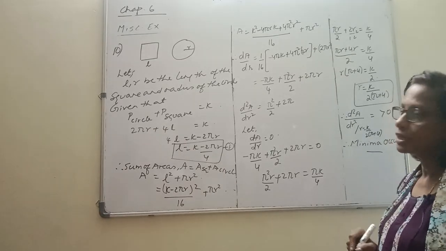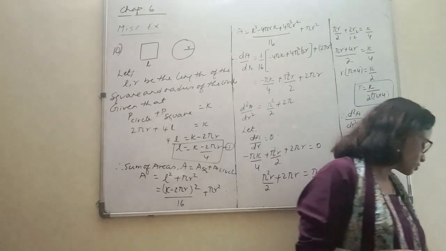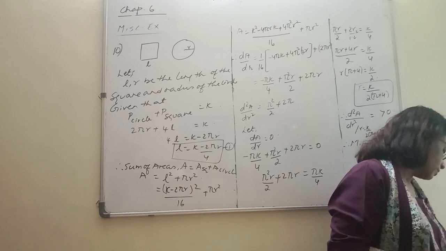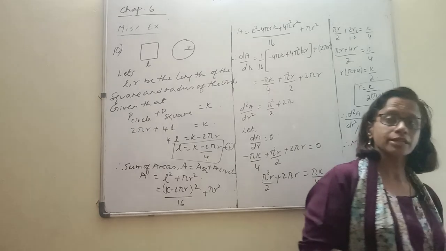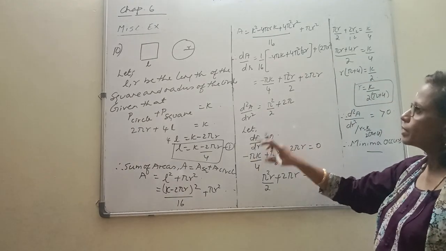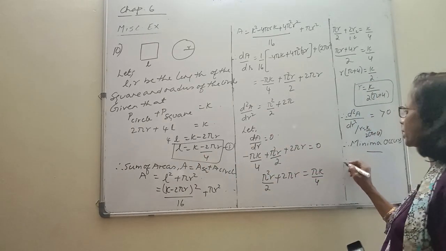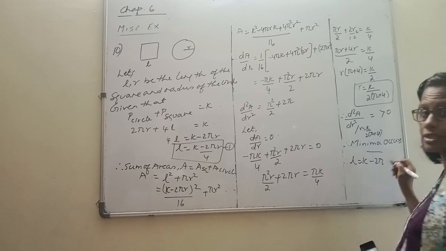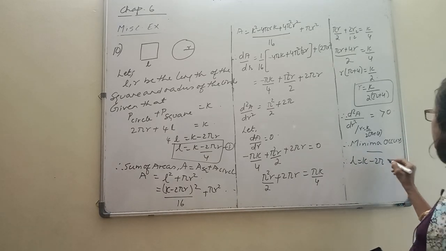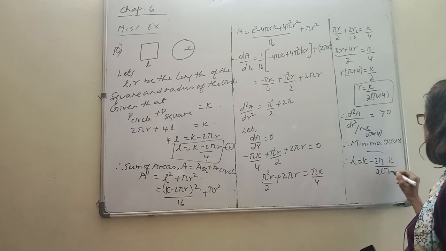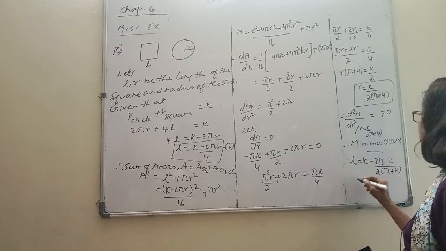So you've got r. Now they tell us that first of all you have to show that the sum of the areas is least, and the side of the square is double the radius. So you have to find out the side of the square, then only you will compare. Side of the square we know, where is it? Therefore L is k minus 2 pi r. r is there with us. What is the r value? It is k over 2 times pi plus 4. The two can cancel each other.